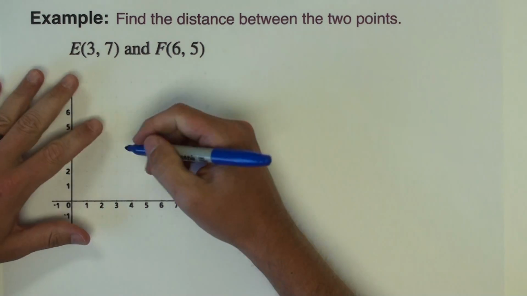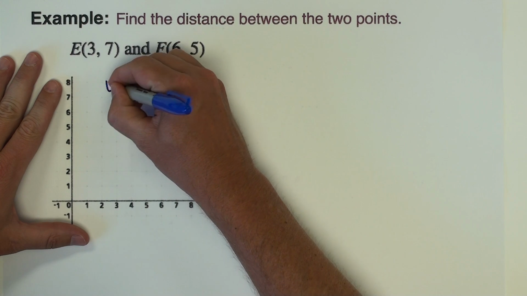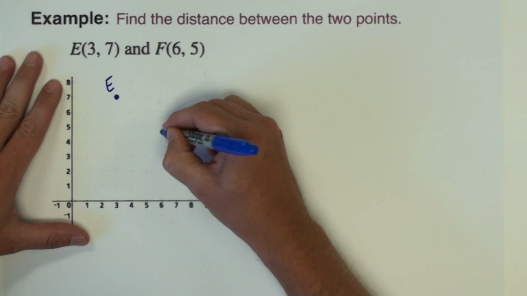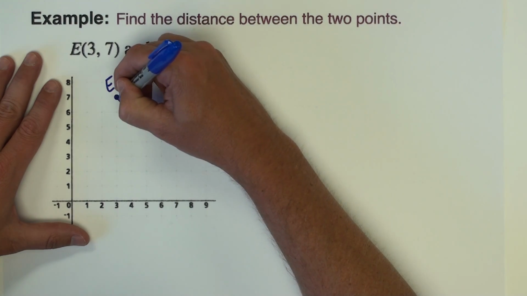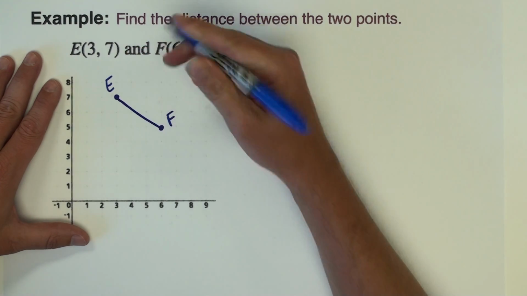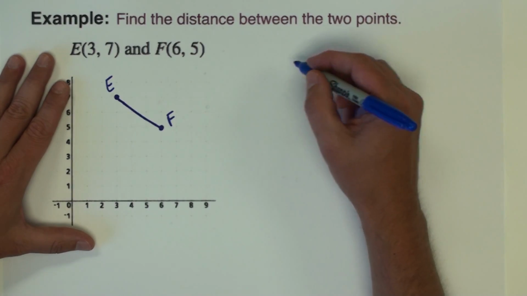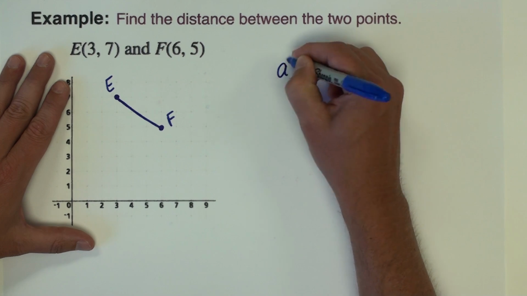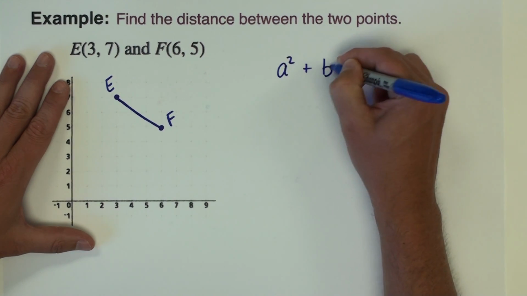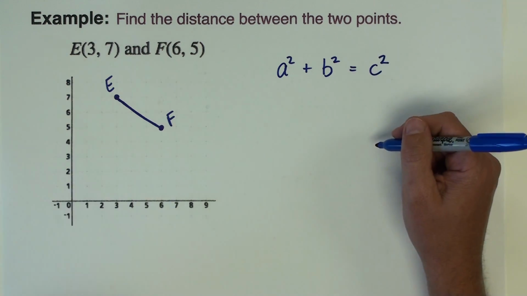Same example problem. I'm going to plot these points. Point E is at 3, 7. Point F is still at 6, 5. There's our line segment. Okay, so again, I'm going to use Pythagorean's theorem this time. And Pythagorean's theorem is simply a squared plus b squared equals c squared.